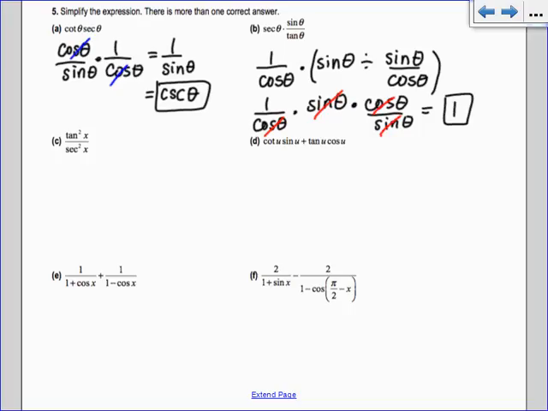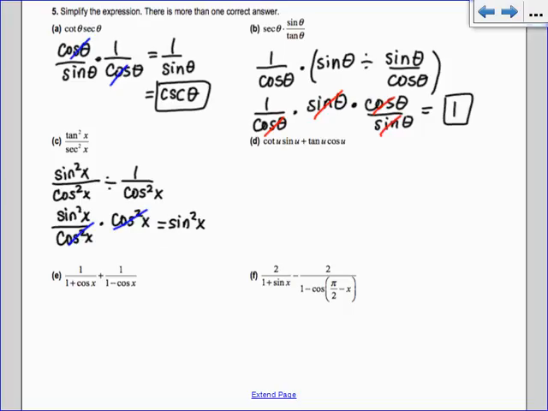The next one, you have tangent squared, so sine squared theta over cosine squared theta. And we're dividing by secant, which is 1 over cosine. So we have sine squared theta over cosine squared theta times cosine squared theta. So we cancel, and we get sine squared theta.